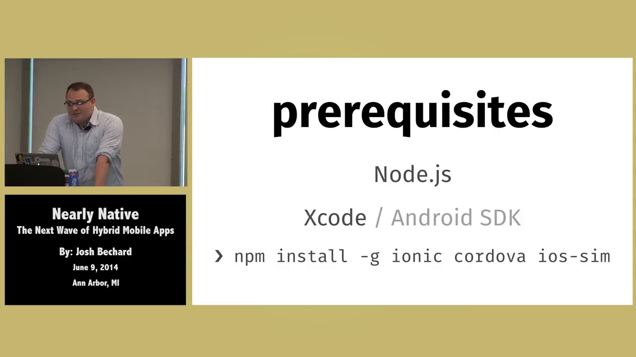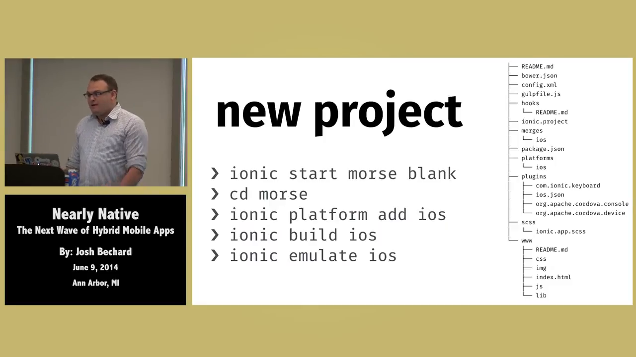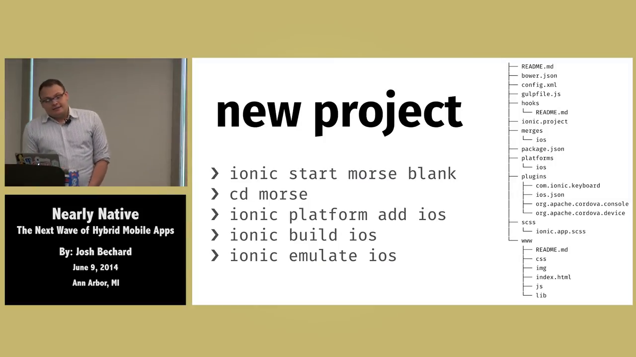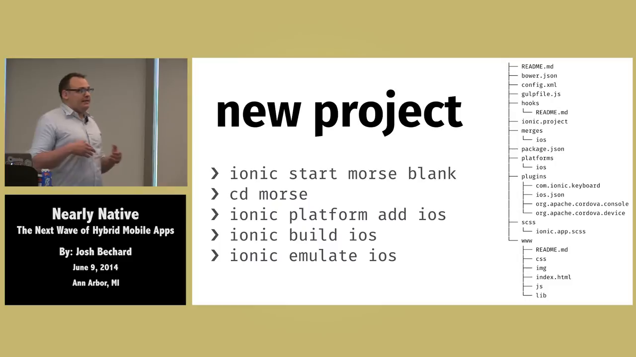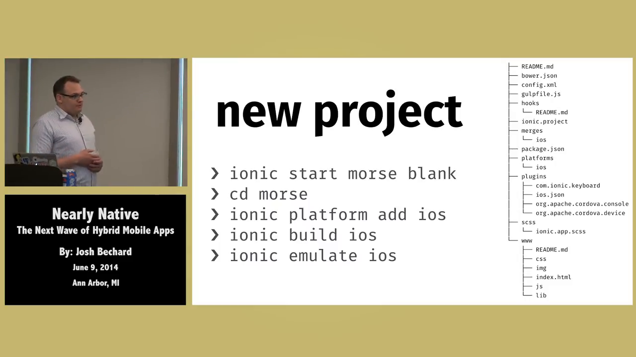From there on out, it's just installing modules through NPM, right? So we're going to do a global install of Ionic, Cordova, and iOS SIM, and that'll get us to where we want to be. So to start a new project, we can say ionic start Morse, which is the name of the project, and blank, because we want a blank template. There's other types of projects that we can start as well, but we're going to start with blank, because we're going to build from the ground up.